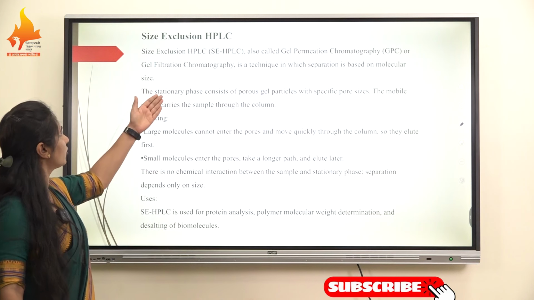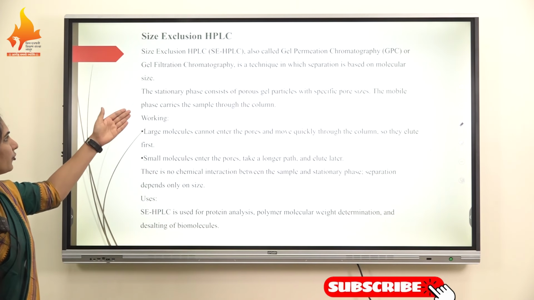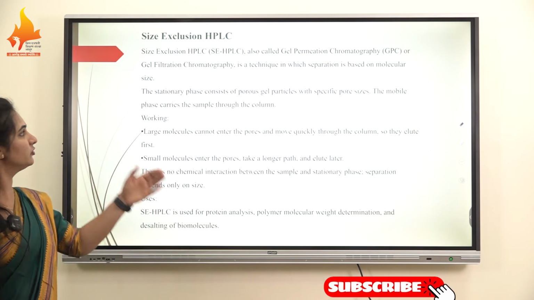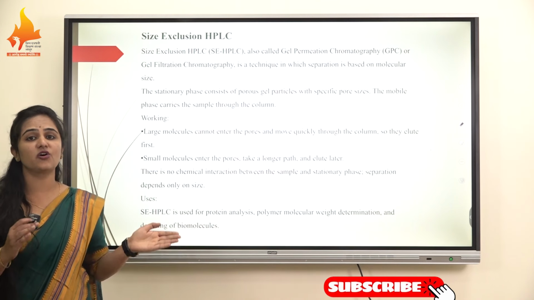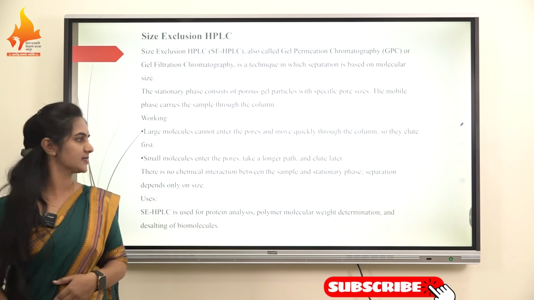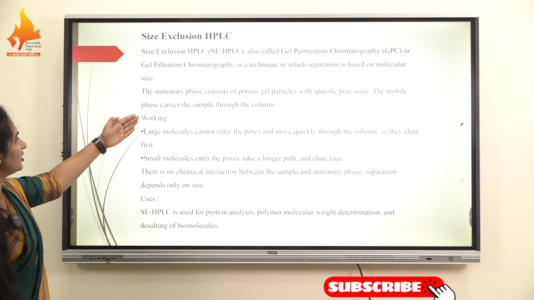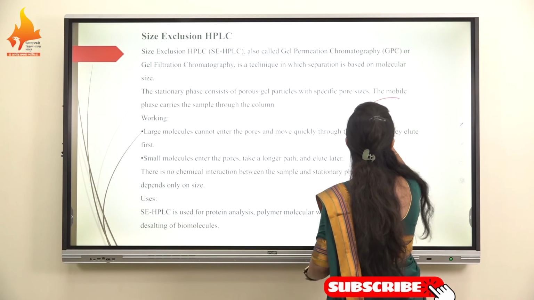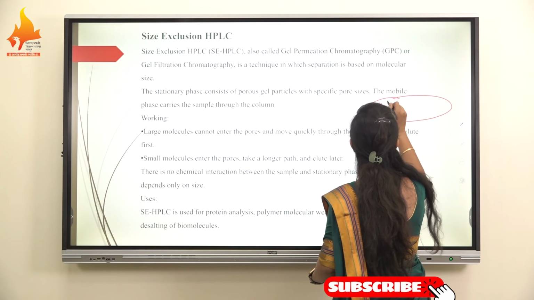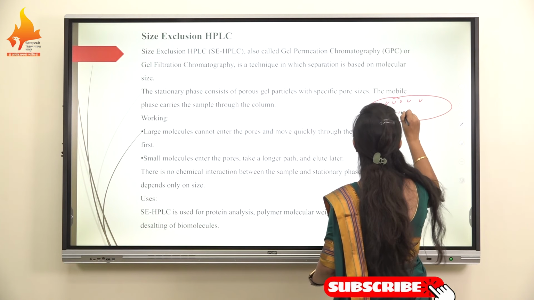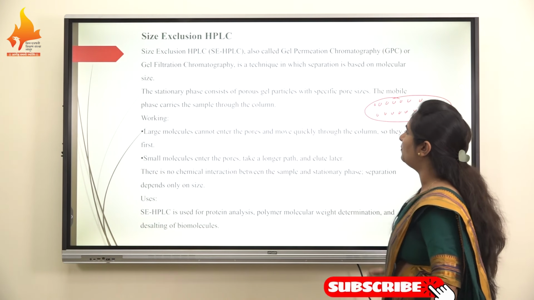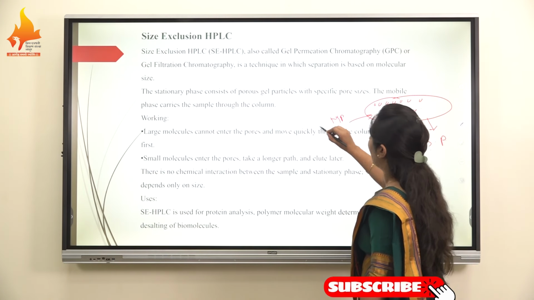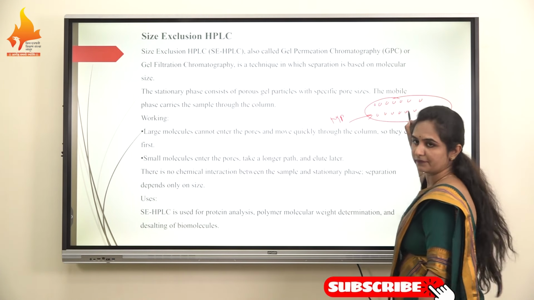Now, size exclusion chromatography. Size exclusion chromatography is also called gel permeation chromatography or gel filtration chromatography. It is a technique that separates molecules based on their molecular size. The stationary phase consists of small porous gel particles, and the mobile phase carries the sample through the column.